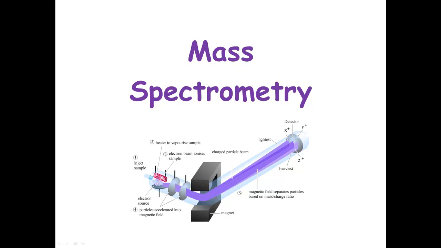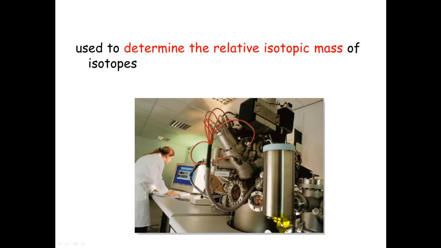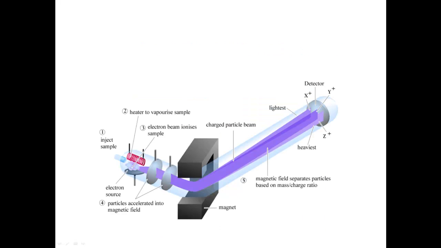How do we find out the weight of different isotopes? We use a process called mass spectrometry. It's used to determine the relative isotopic mass of different isotopes. And it's this big machine that looks like this. That was actually from a few years ago. They've got smaller desk-size ones now. But the process is something like this.